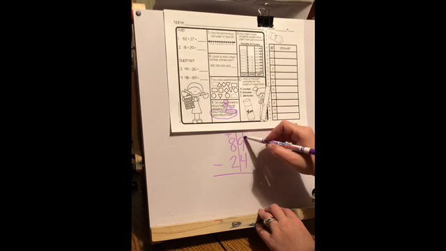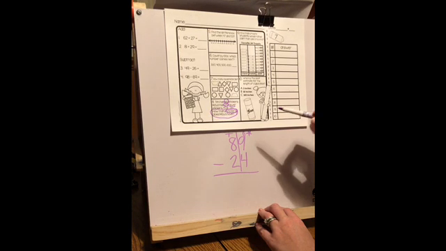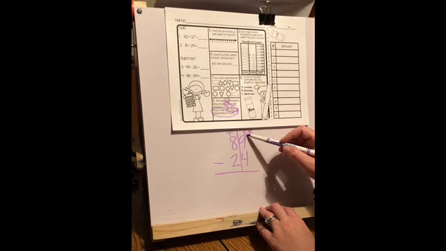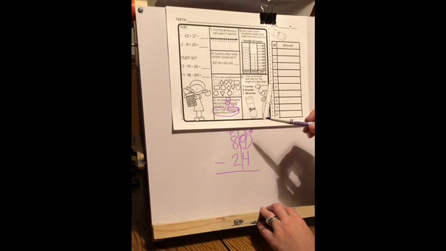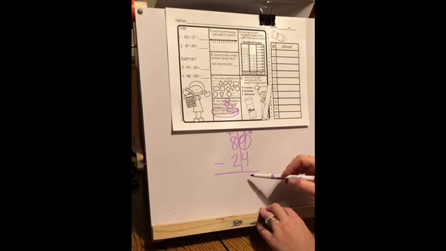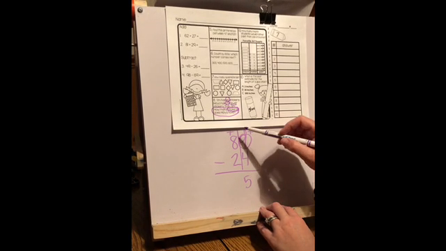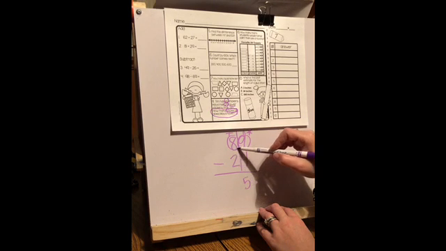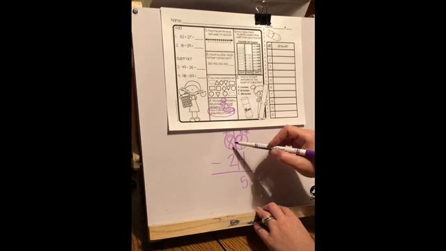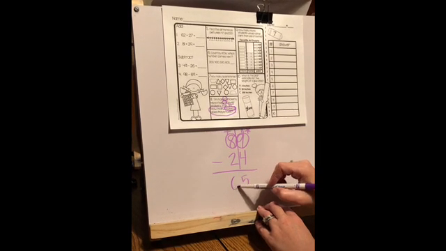We have our tens column, our ones column. We always start subtracting in our ones column. 9 minus 4, bigger numbers on top. 9 minus 4 is 5. Go to our tens column. 8 minus 2, bigger numbers on top. 8 minus 2 is 6.